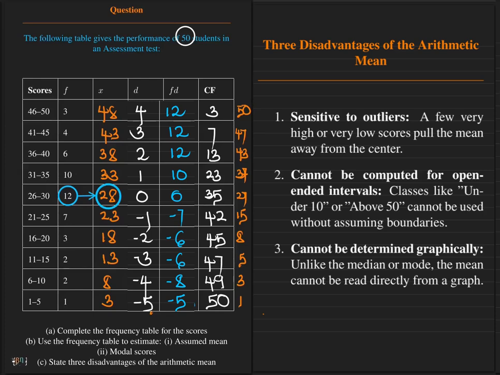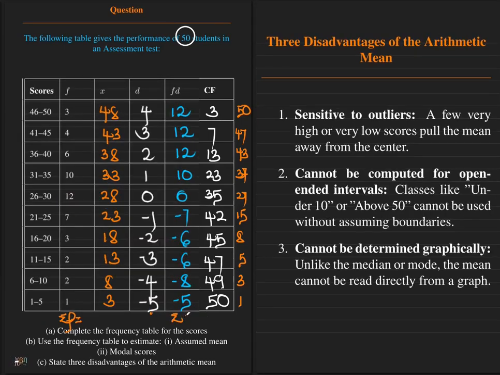And it is also worth noting that anytime you have a frequency table, even if it is not asked, you would need to compute your sigma f. So we normally state that right here. So you compute your sigma f and also compute your sigma fd, because if the question was to ask for the actual mean, we would have needed all of this.